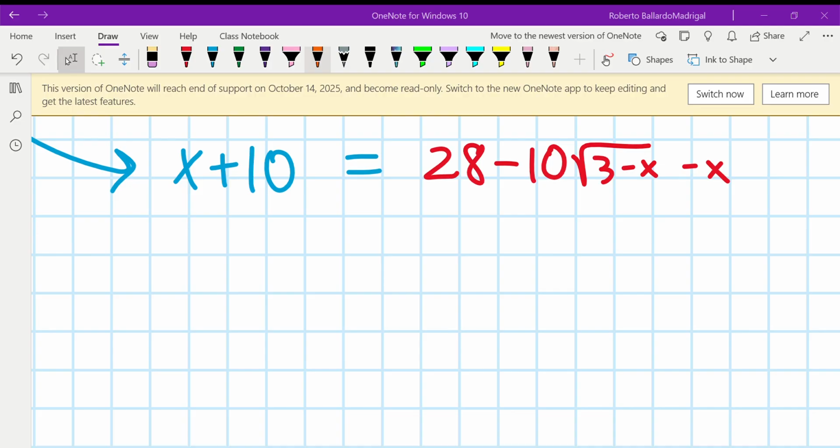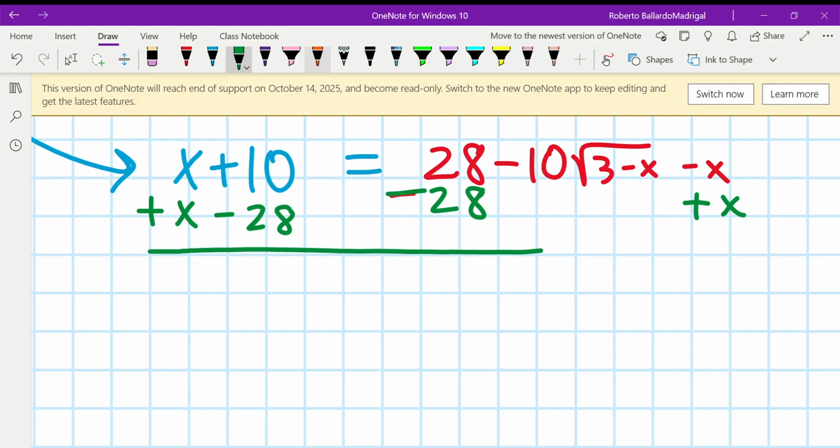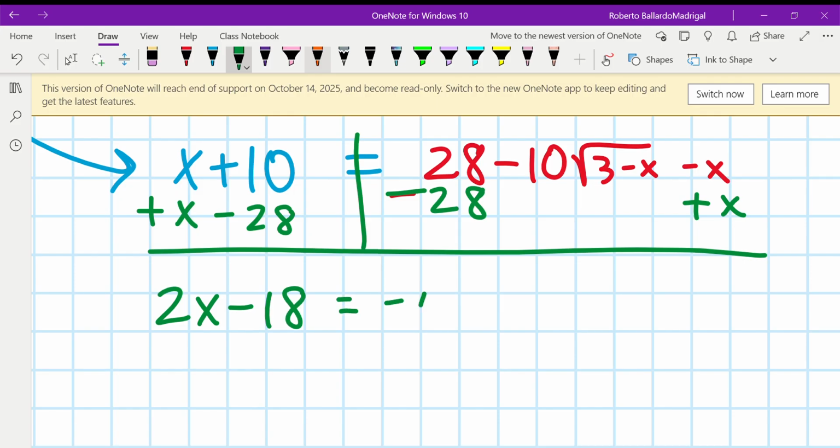So the first thing that I'm going to do is move the 28, and I'm going to move the x to the other side. So plus x minus 28. Okay. So that'll give me 2x minus 18 equals negative 10 radical 3 minus x.